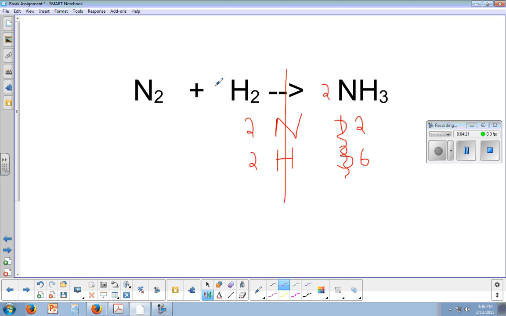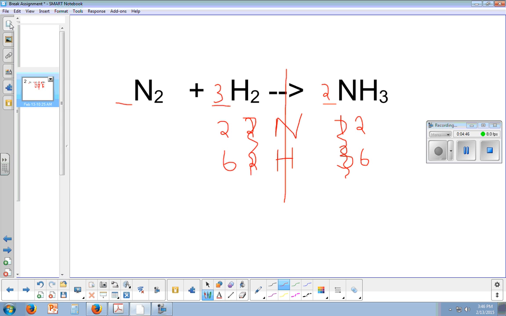And there is. So it's going to be a 3. We're going to place it right in front of the H, and we're going to cross this out and recalculate. Now, did my nitrogens change? No. So I'm going to keep that 2. 3 times 2 is now 6. So this is balanced. So my coefficients would be 1, since I didn't write anything, 3, and 2. And this would be a completely balanced equation.